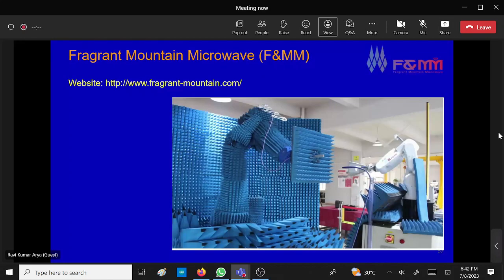Two other companies work with us. Another good thing about this lab is that in the campus we have two other companies that work with us. One company is Fragrant Mountain Microwave. They make anechoic chambers as well as the measurement systems. Inside the campus, I haven't seen any facility like that anywhere else, where you have a company inside the campus and they work with the lab. It's like I open the door and they are on the other side of the lab. So basically, just adjacent to the lab, I open the door and I enter into their company. So if we need any help, they are always there to support us.